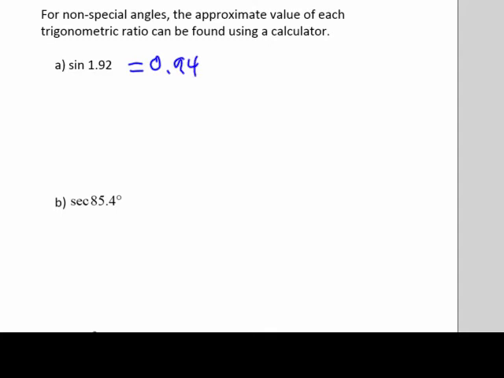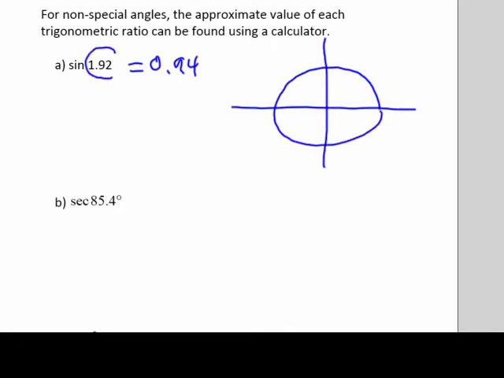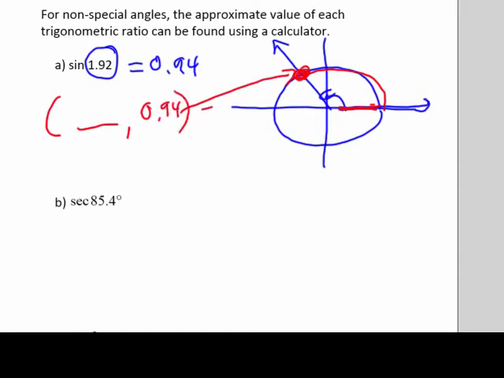Okay, and remember what this means. It means that if you had a unit circle and you had an angle of 1.92 radians, which would turn out to be somewhere in quadrant 2, remember that means that the arc length is 1.92 times the length of the radius. Then the sine value, which is the y-coordinate of the point of intersection, is 0.94.